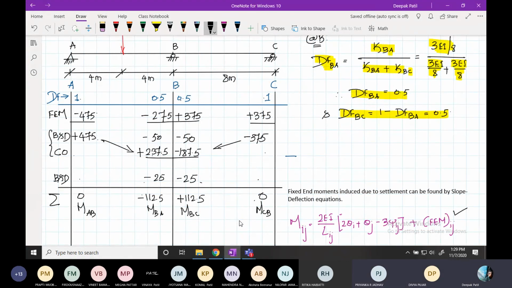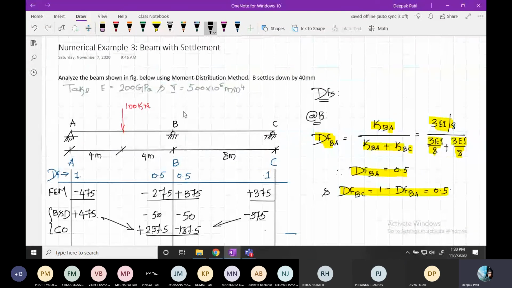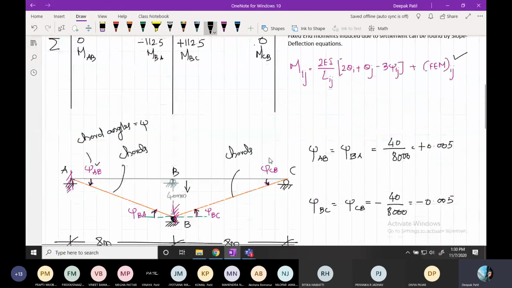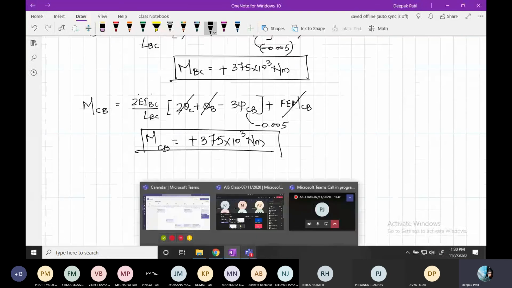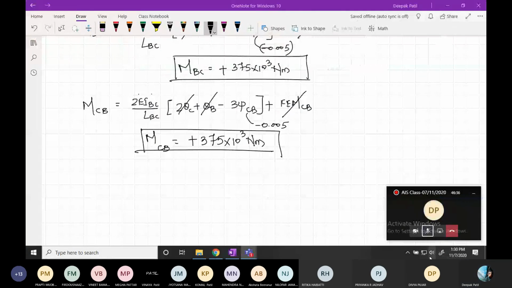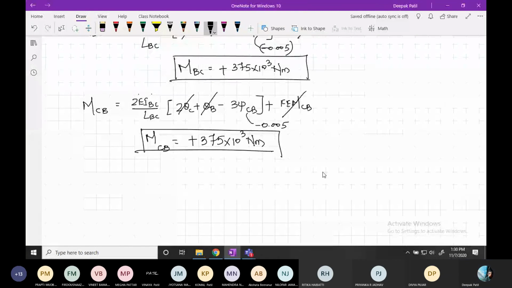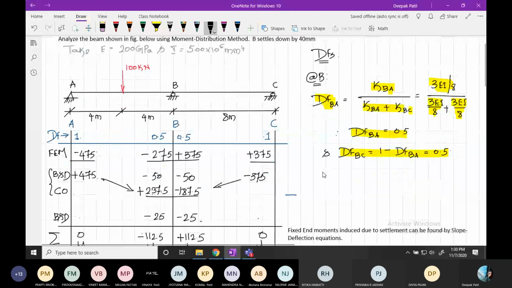Yes, sir. So this is how you can take into account the settlement problems. In settlement problems, please remember, only these fixed moments, whatever you write, you have to write down very carefully by using the slope deflection equations. Is that okay? Any doubts here in this numerical example? No, sir.